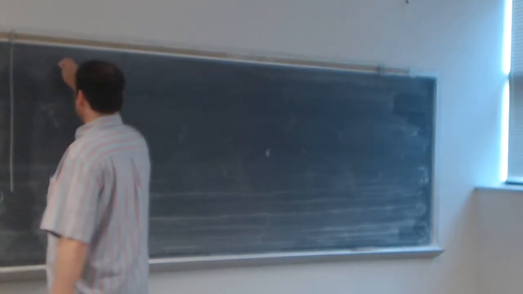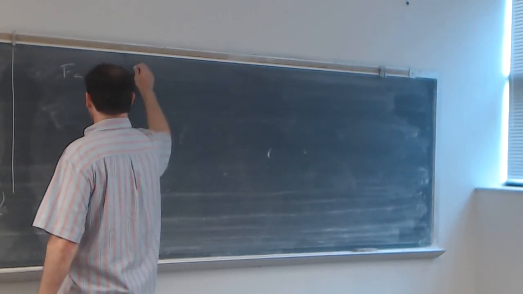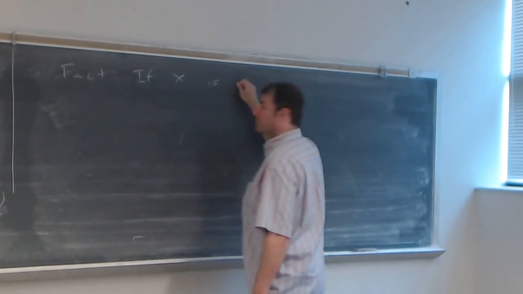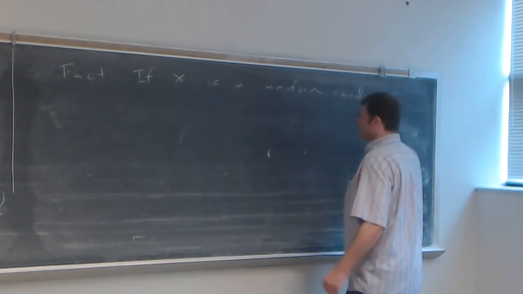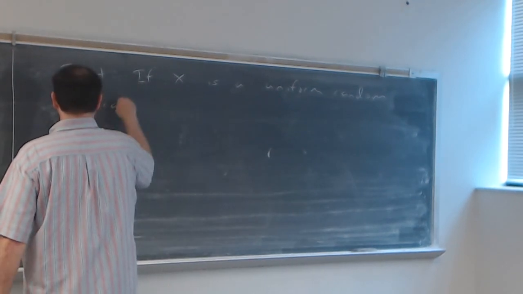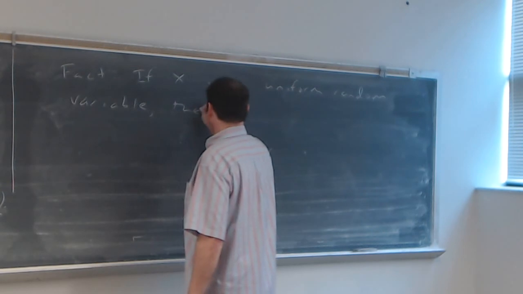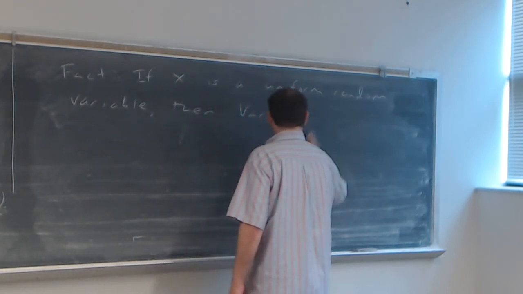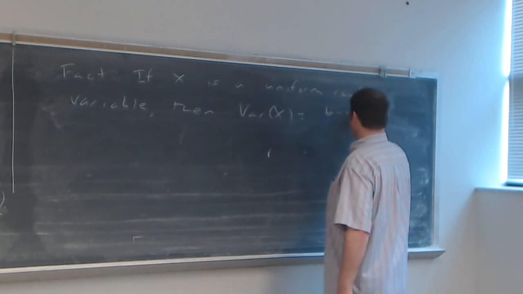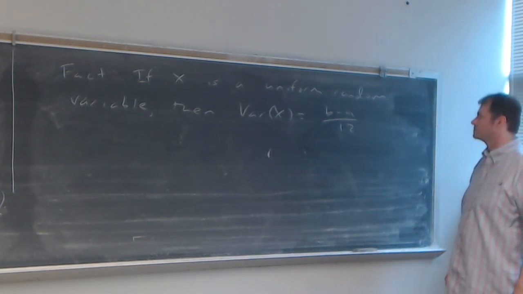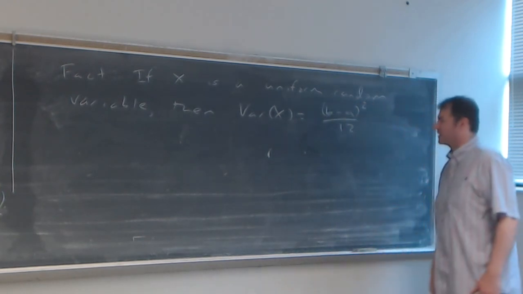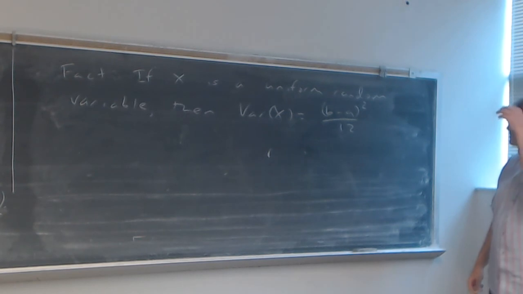One more thing to do. Fact: if X is a uniform random variable, then the variance of X is equal to B minus A over 12. Is it B minus A squared over 12, I think? Yeah, I think that's what it is. Let's check it out.